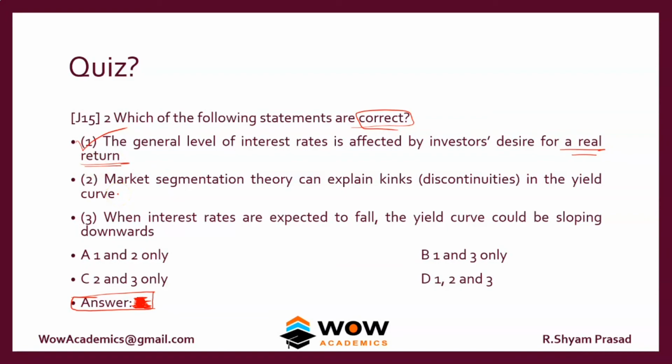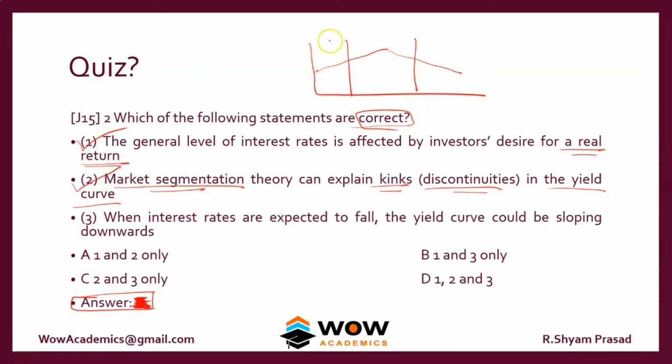Market segmentation theory can explain kinks or discontinuities in the yield curve. So what is a kink? A normal yield curve will be like this, or an inverted yield curve can be like this. A kinked curve is something like this. Short term might be lower, the medium term might be higher, and the long term might be lower. So this is a kinked curve. So market segmentation theory can explain the kinked curve. The answer is yes, because it divides the market into segments: the short term segment, the medium term segment, and the long term segment. Each segment is a different market, so it can explain any yield curve.